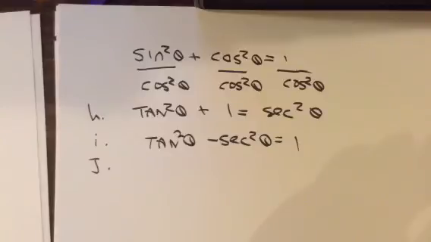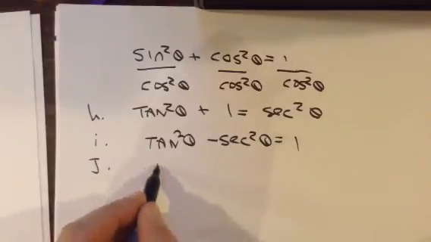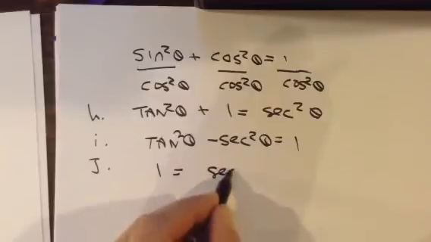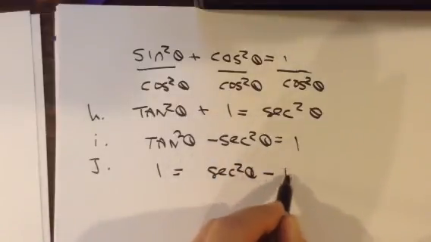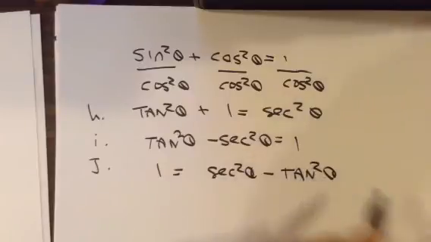Does that make sense? Well, what if I have 1, and I want to say, is that secant squared theta minus tangent squared theta? Am I allowed to do that? I think I am. I think you're getting the idea.